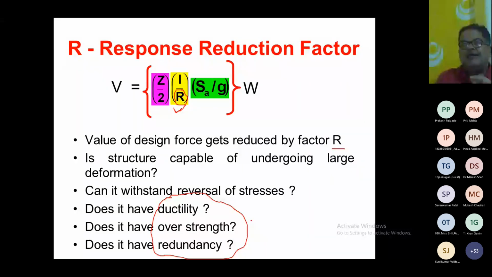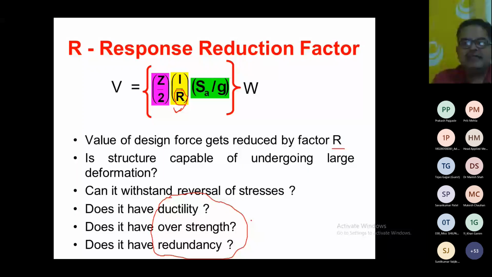Ductility and damage are both related. Ductility means the capacity to undergo large inelastic deformation. Inelastic deformation means permanent deformation, right? So ductility makes your structure enter the inelastic range, so definitely permanent damage will be there. So damage is associated with ductility.